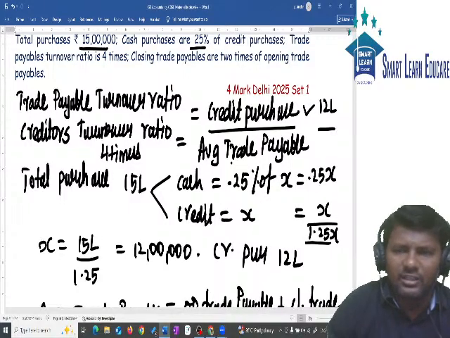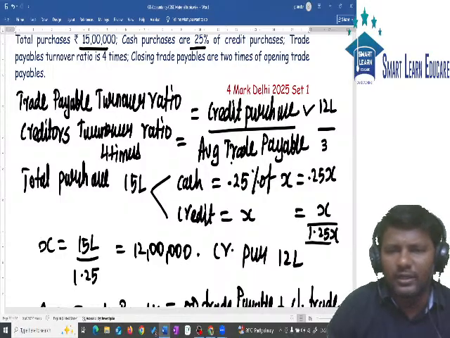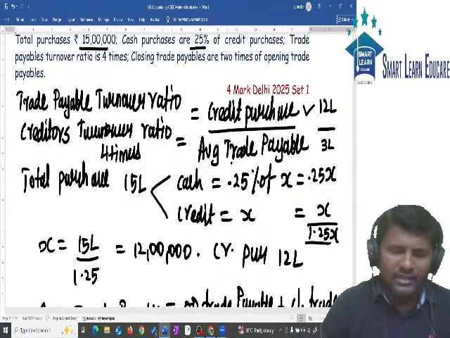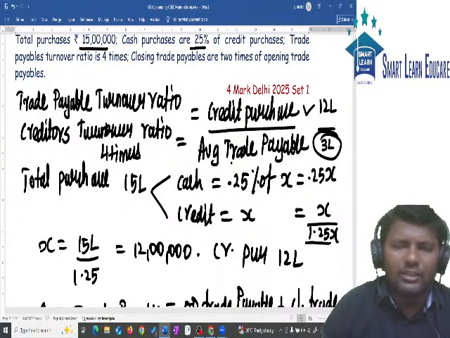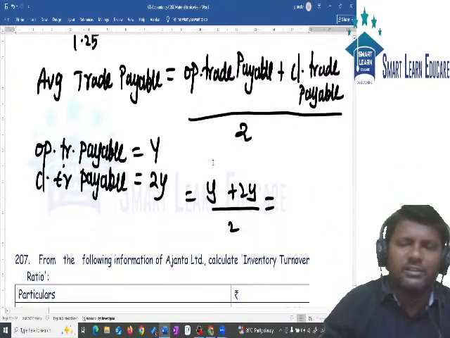What is your average trade payable? It is 12 lakh divided by 4, which will give you 3 lakh. Average trade payable is 3 lakh.